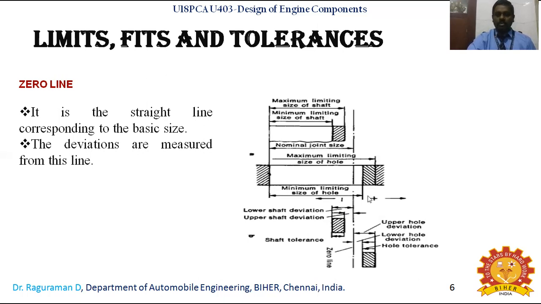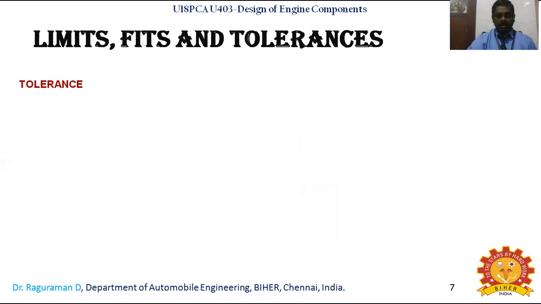In the same way, you will be saying for the hole. In the hole, you can see the maximum size is here. So from that to the zero line, you will be saying that as an upper hole deviation. And the minimum size of a hole is here, and from this to the zero line, you will be saying this as a lower hole deviation. And this zone is what actually you are saying as a tolerance. This is hole tolerance. This is shaft tolerance. This is what again you are going to see about tolerances in an upcoming slide.